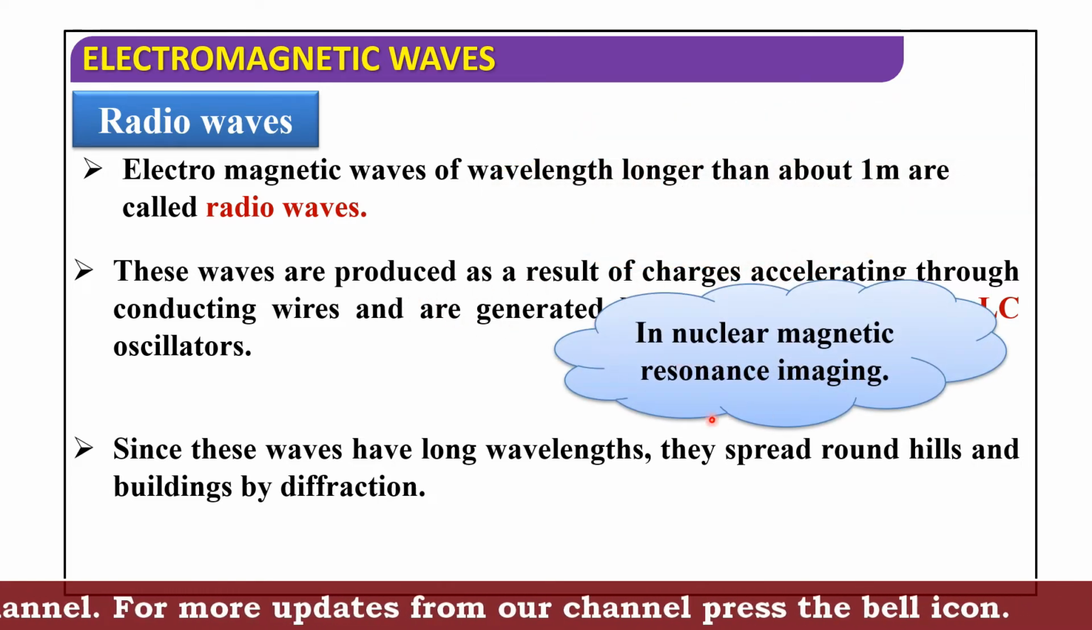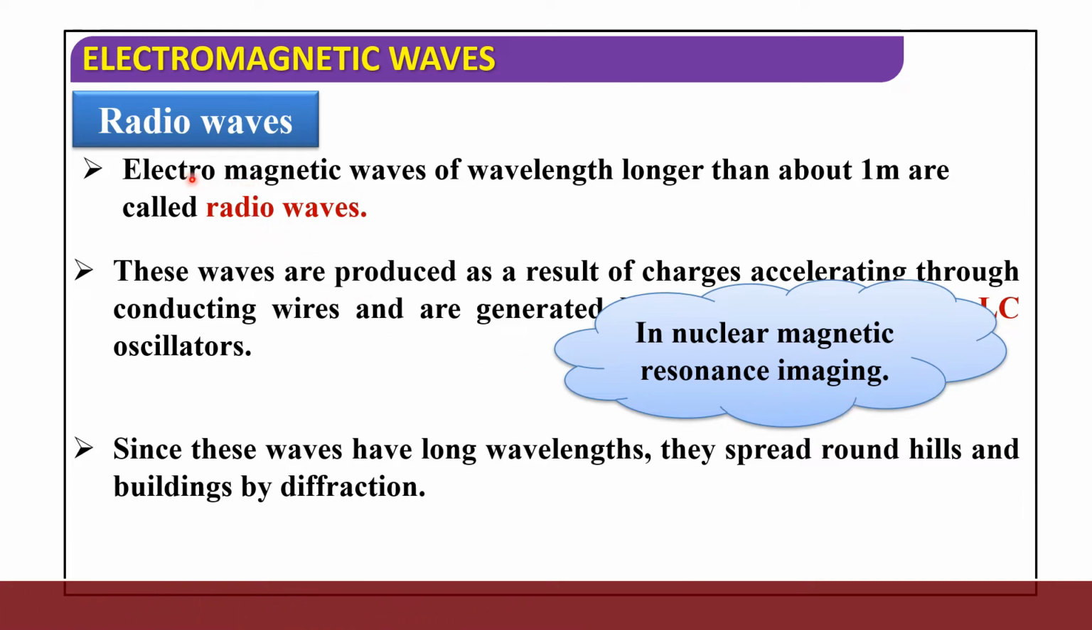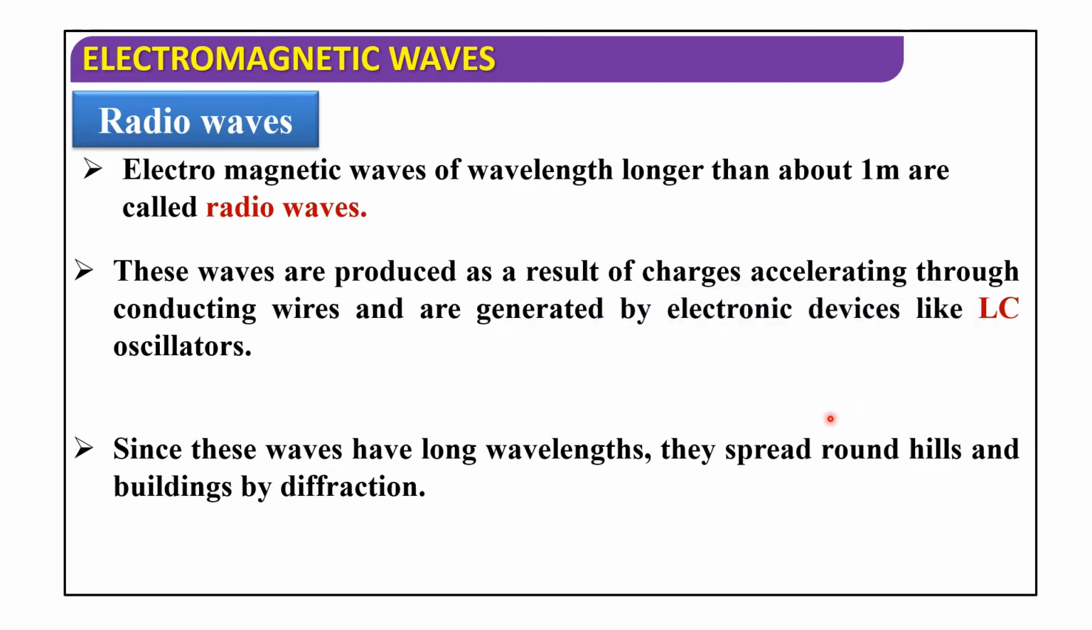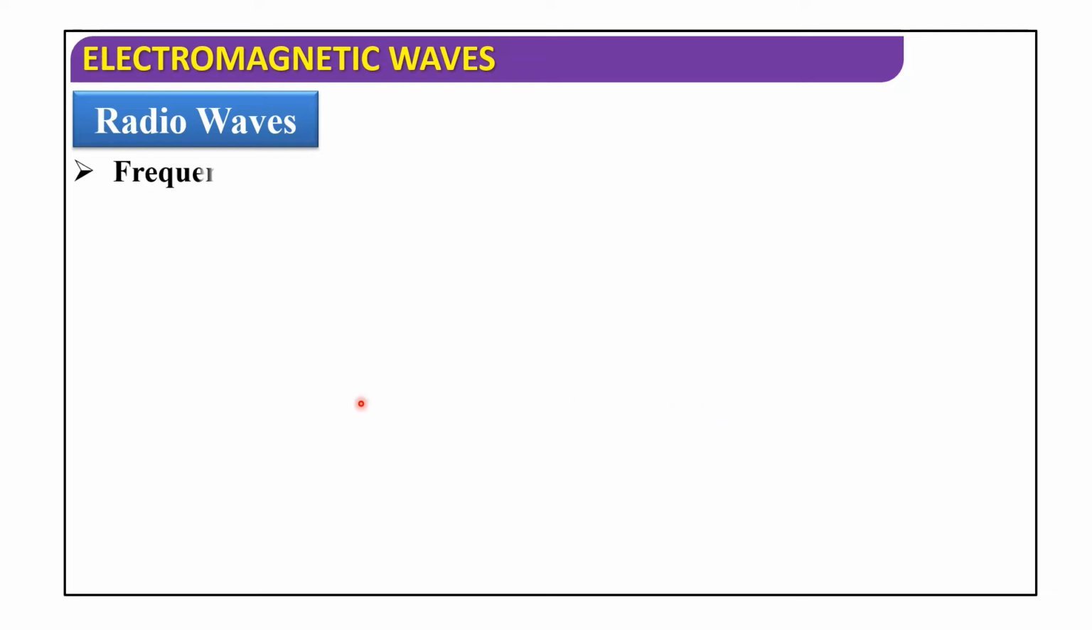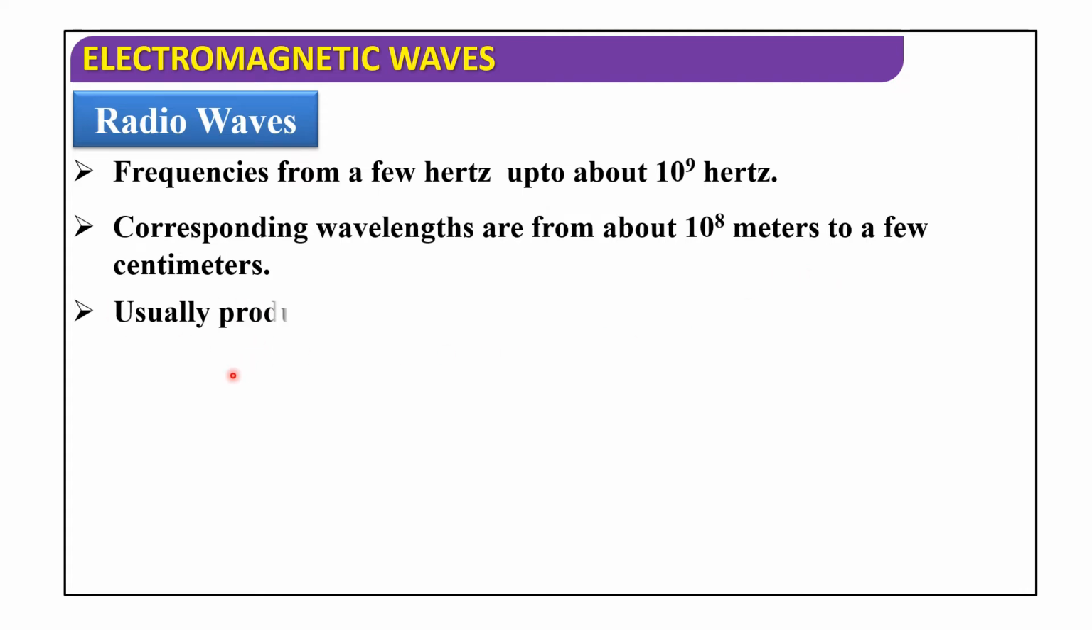In nuclear magnetic resonance imaging also we are using radio waves. Frequencies range from a few hertz up to about 10^9 hertz. Corresponding wavelengths are from about 10^8 meters to a few centimeters.